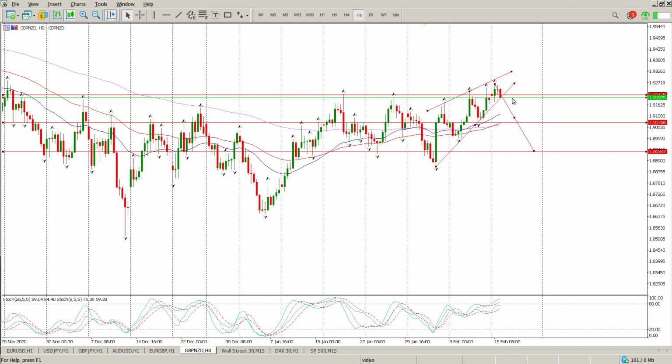Last thing on this, sorry, which I need to just share with you, is just bear in mind that it could be the start of a channel. So in other words, run back into this area that I've given you down here at 1.90768 and then continue bouncing to the upside. So just bear that in mind as well.